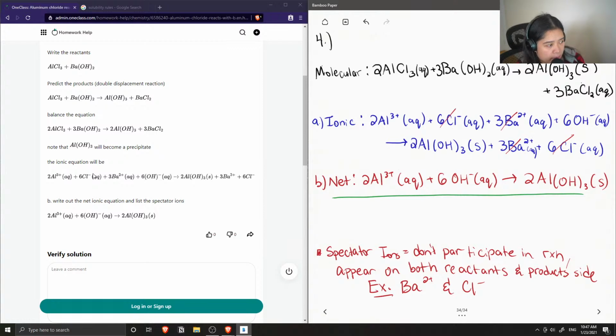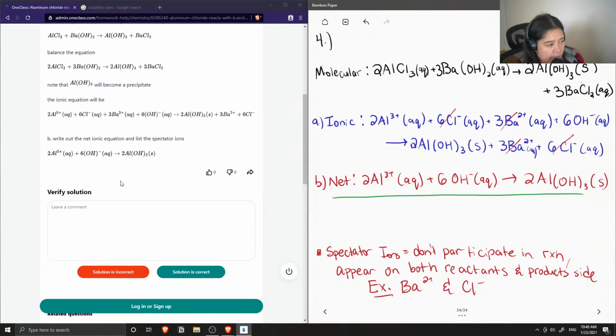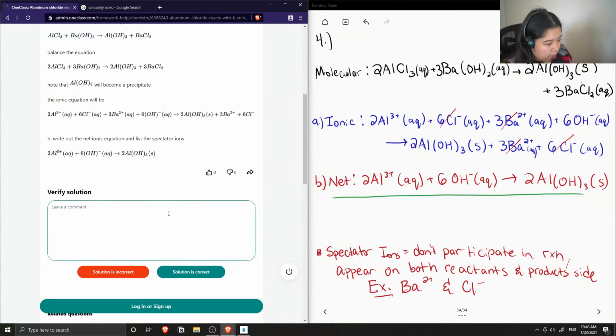So they have the total ionic equation, and then they wrote out the net ionic equation, and they didn't specify the spectator ions, but it's kind of assumed because the barium and the chlorine are no longer in the net ionic equation. So this solution is correct. And I'm just also going to add that the spectator ions would therefore be barium 2 plus and Cl minus, just to complete the question.